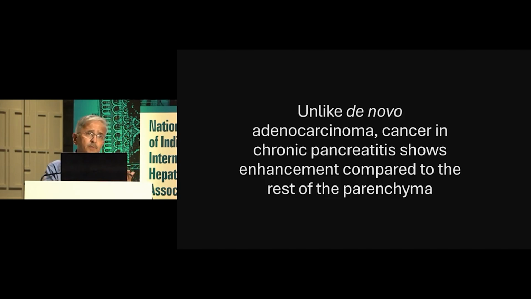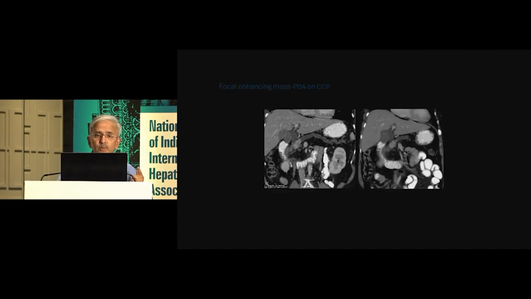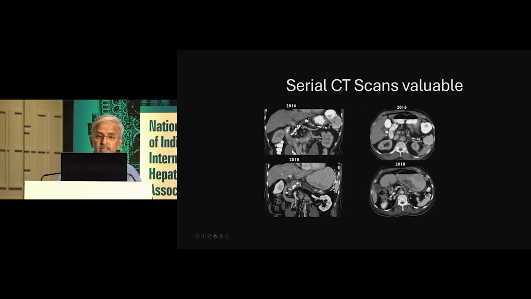One of the observations that we made and we published is that unlike de novo adenocarcinoma, which hypo-enhances compared to the surrounding parenchyma, cancer in chronic pancreatitis shows enhancement compared to the rest of the atrophic parenchyma. And if you look carefully, you can see that the atrophic component lights up, the cancerous component lights up, and you have several examples of this in these cases.